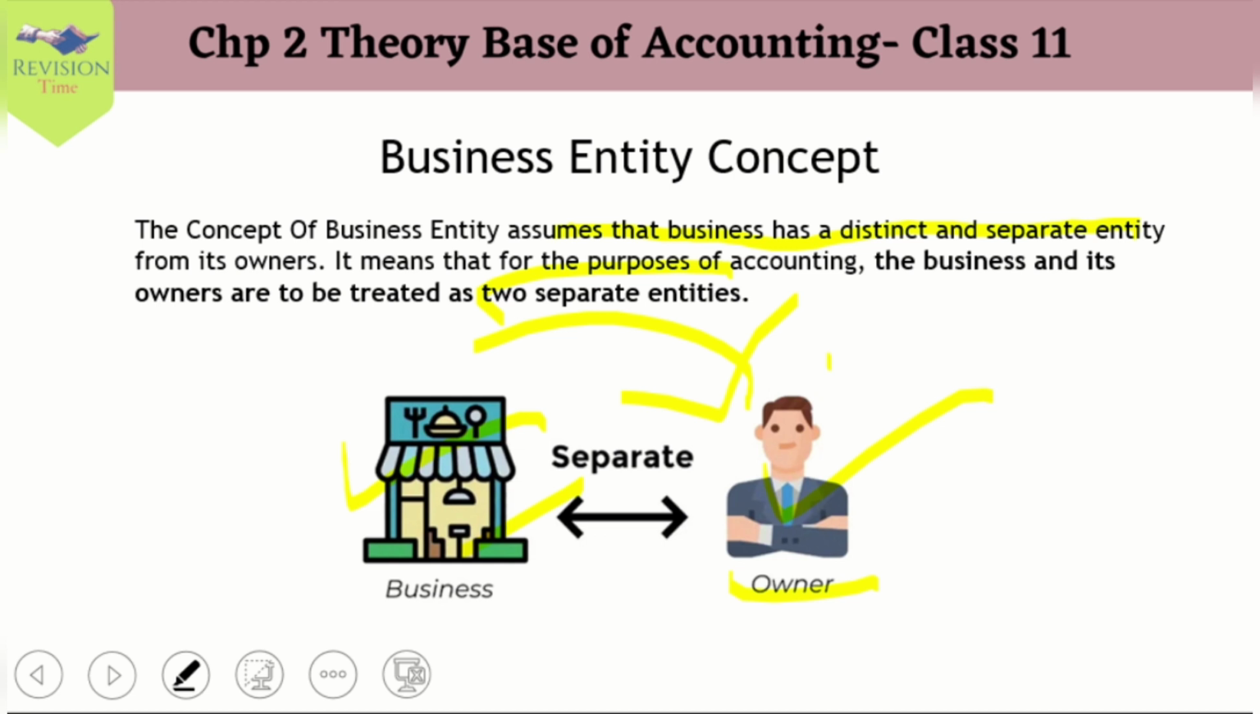So it's always treated that the business and the owner have two separate legal existences. We do not record the personal transactions of the owner in the books of the business unless they involve some inflow or outflow related to business funds. So this concept only means that the business and the owner are two separate entities.